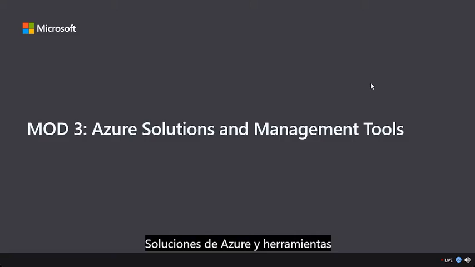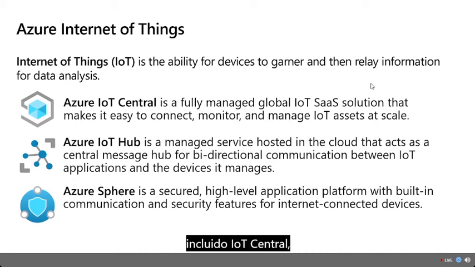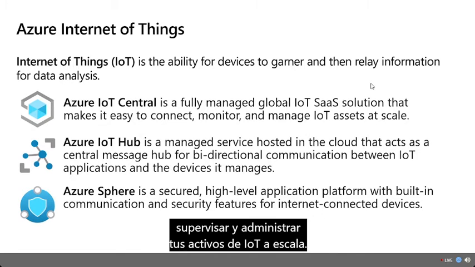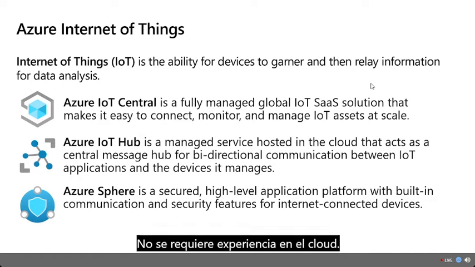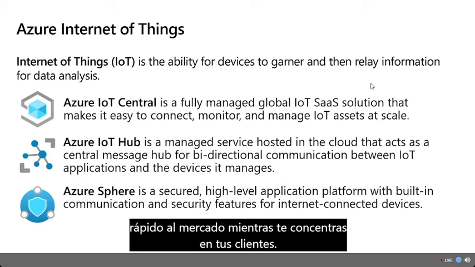Module 3, Azure Solutions and Management Tools. We have several Internet of Things offerings, including IoT Central, IoT Hub, and Azure Sphere. IoT Central is a fully managed global IoT solution. It makes it easier to connect, monitor, and manage your IoT assets at scale. There's no cloud expertise required. So you can bring your connected products and devices faster to market while staying focused on your customers.